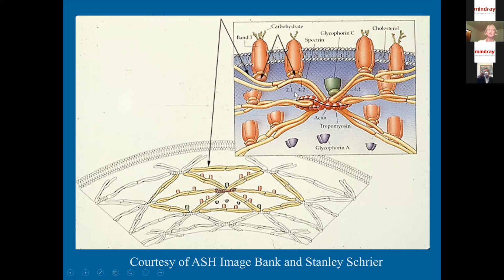And hereditary spherocytosis and hereditary ovalocytosis, which are very common autosomal dominant genetic diseases that affect red cell morphology, result from mutations of some of these red cell proteins. In fact, it's many different mutations. So it's not just one mutation that can result in spherocytosis and ovalocytosis.